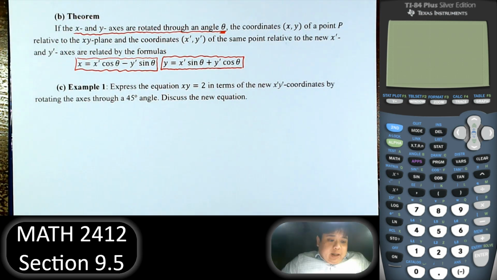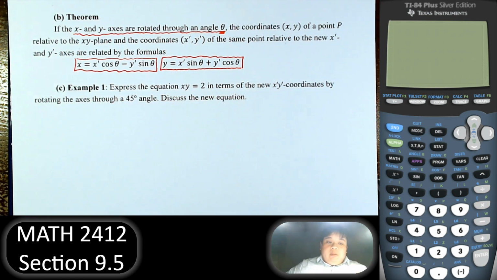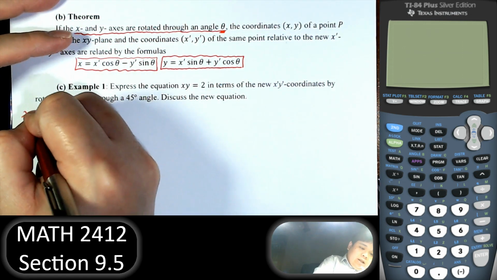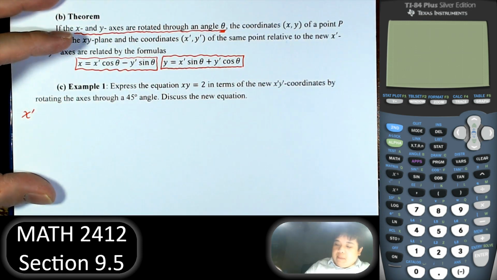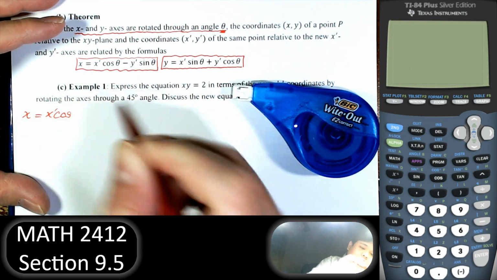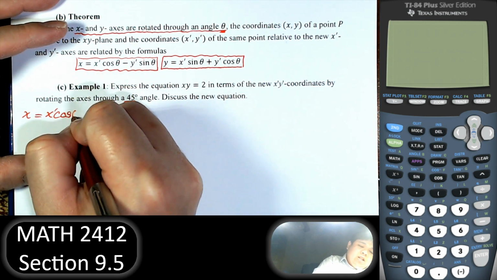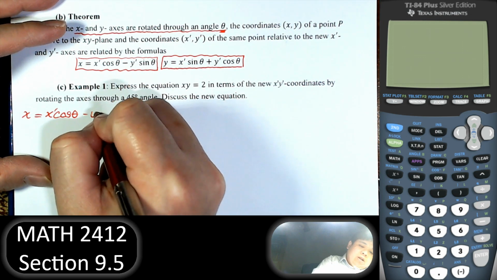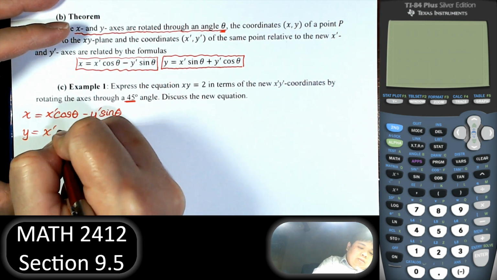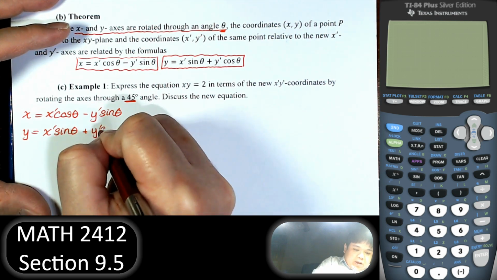Right, now let's look at this equation. Very simple, xy equal to 2. Express that in terms of x prime, y prime coordinates. So first, of course, we're going to write down the formula. x equals x prime cosine of an angle, this time 45 degrees, but just put in general, theta, minus y prime sine theta. y equals x prime sine theta plus y prime cosine theta.